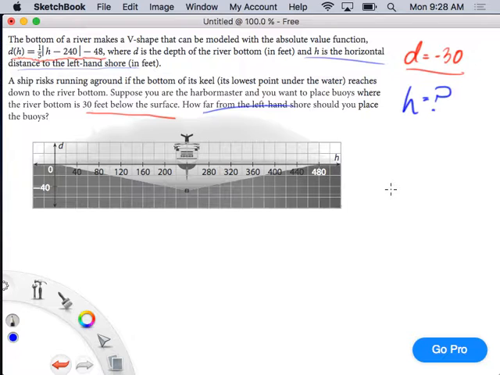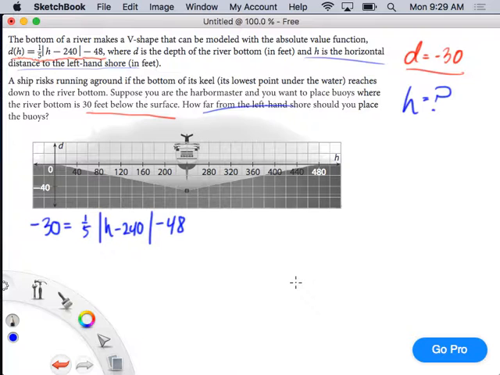We only have two pieces of information, one of which is what D is equal to, and the other piece of information is what? The formula. So what can we use to solve for H if we're given D? The formula. Yes. Okay. Hurricane Irma. All right. We plug in D, negative 30, into this formula. D is negative 30 equals 1/5 absolute value of H minus 240 minus 48.